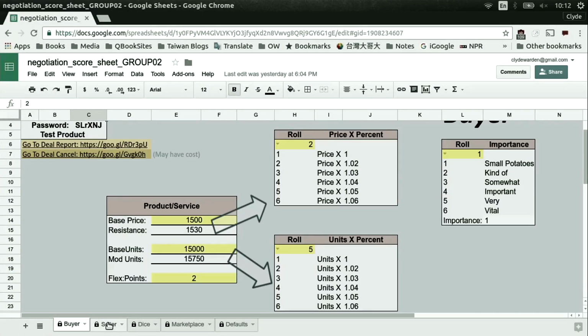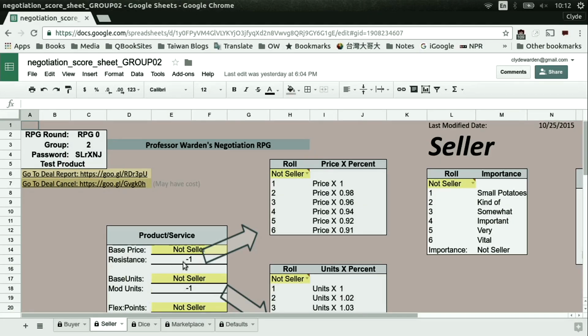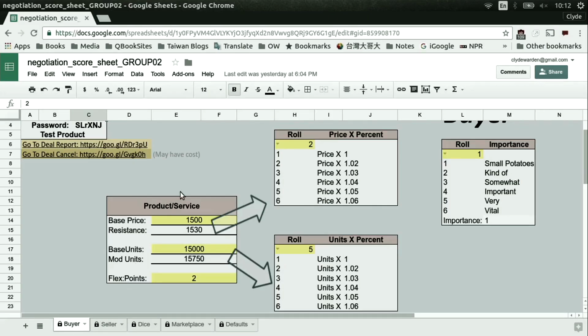Why? Because if they go to the seller page, what do they get? Not seller. They cannot use the seller page. They're a buyer. Okay, they have the same information that the seller has. Same. But what's different?